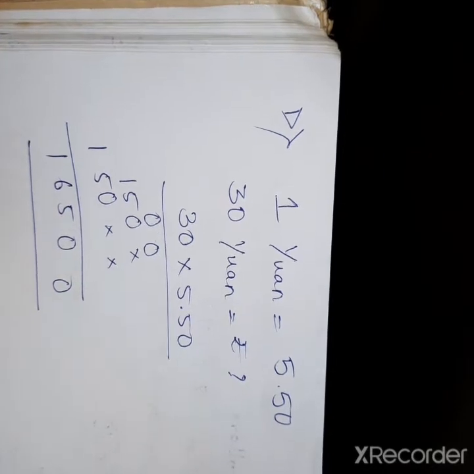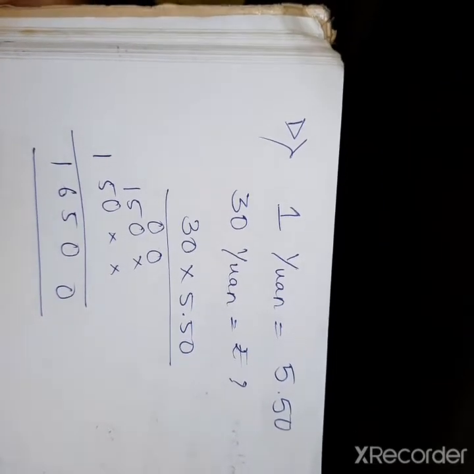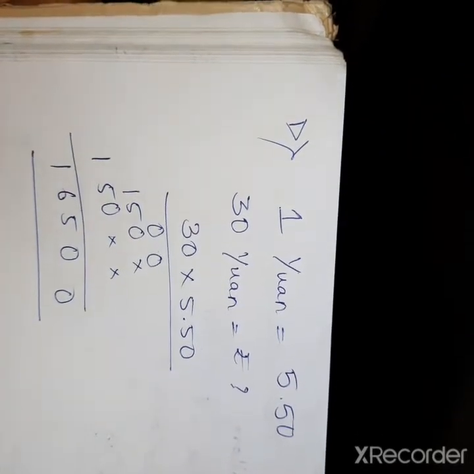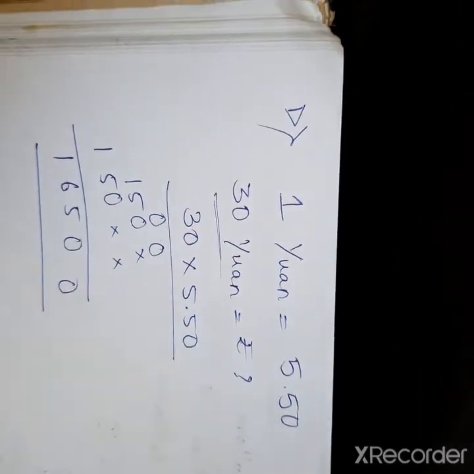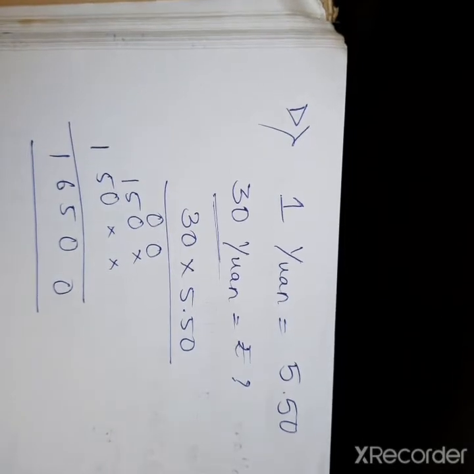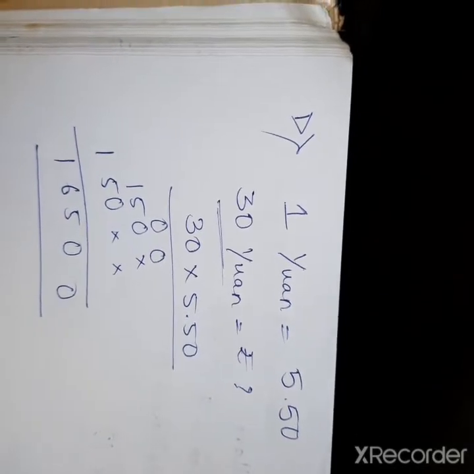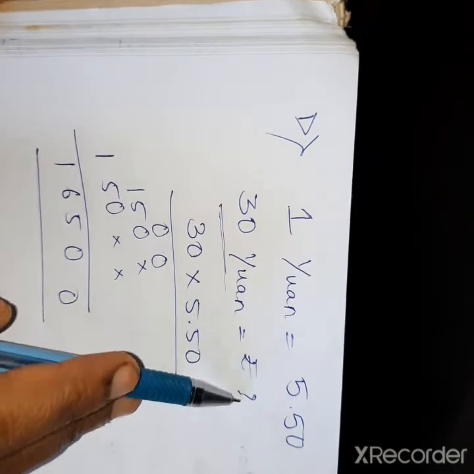Now look at question D, children. Lina's aunt brought a present for her from China. It cost 30 yuan. So what do we have to do? Find out what it costs in Indian rupees. We have to convert this into Indian rupees.